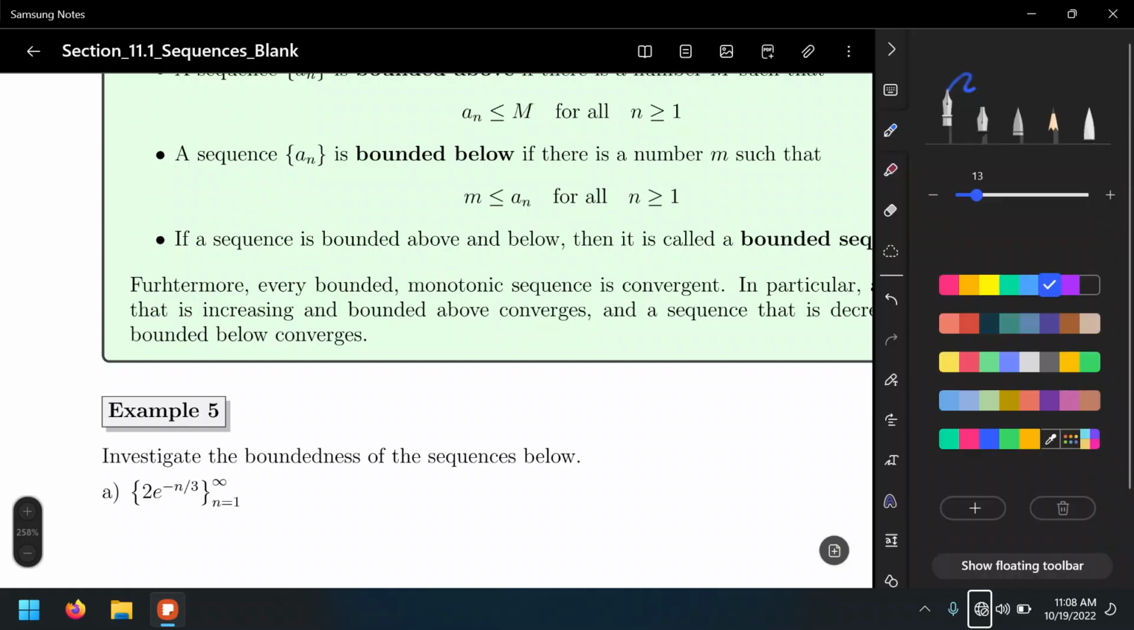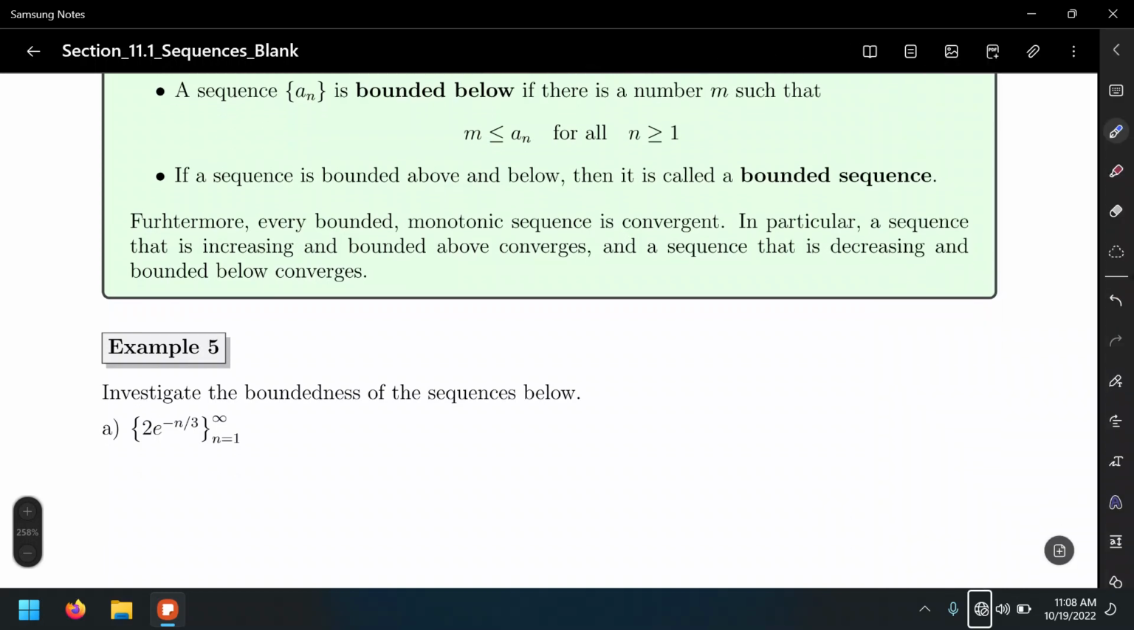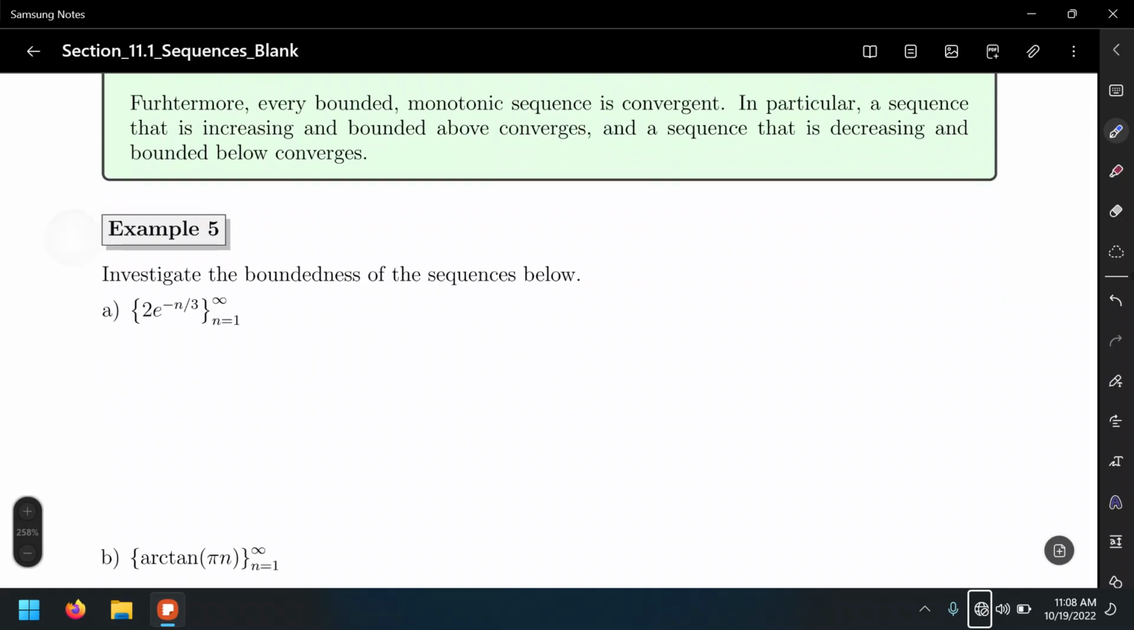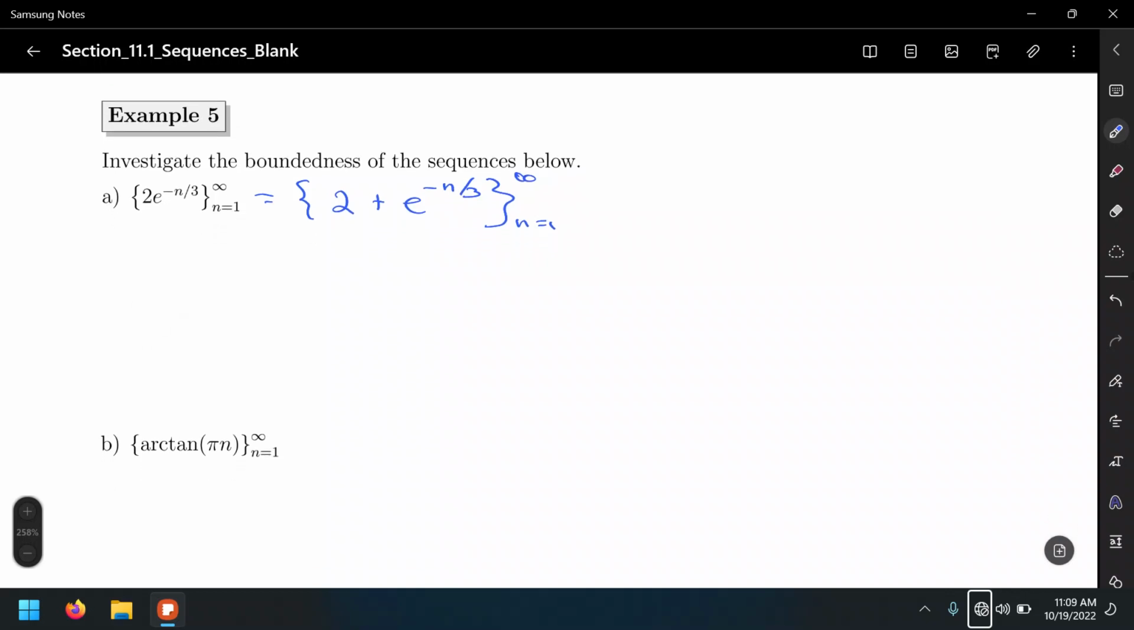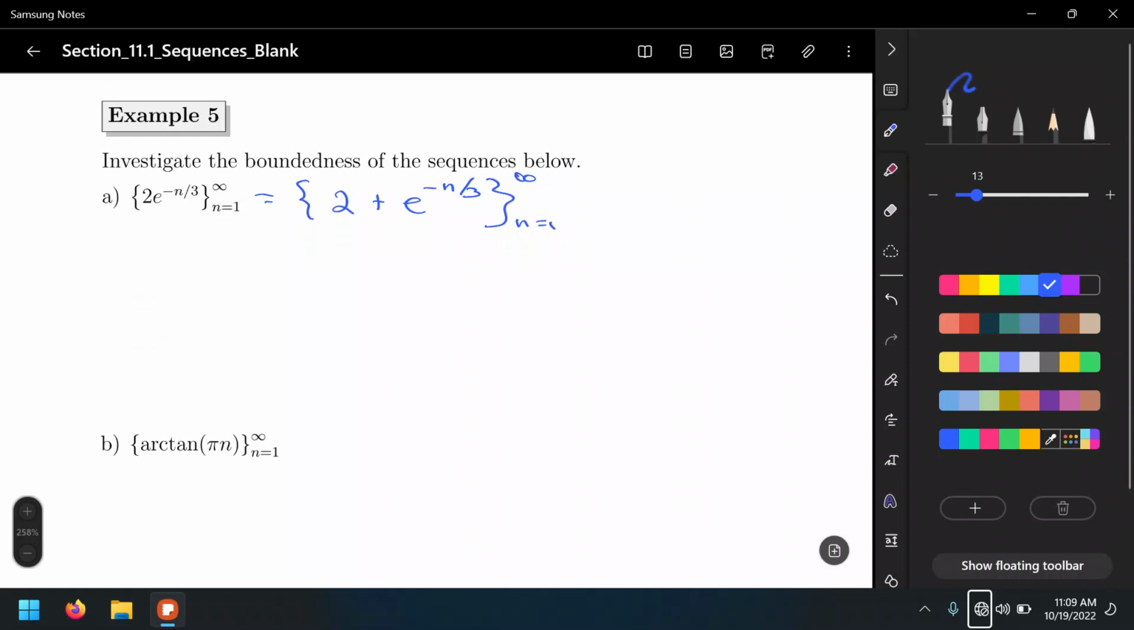So let's investigate the boundedness of the given sequences right here. So number one, by the way, there's a little typo here. This is supposed to be 2 plus e to the negative n over 3, and starts at 1, goes all the way to infinity. So I forgot to type that plus sign. Alright? So, let's find the limit of the sequence.